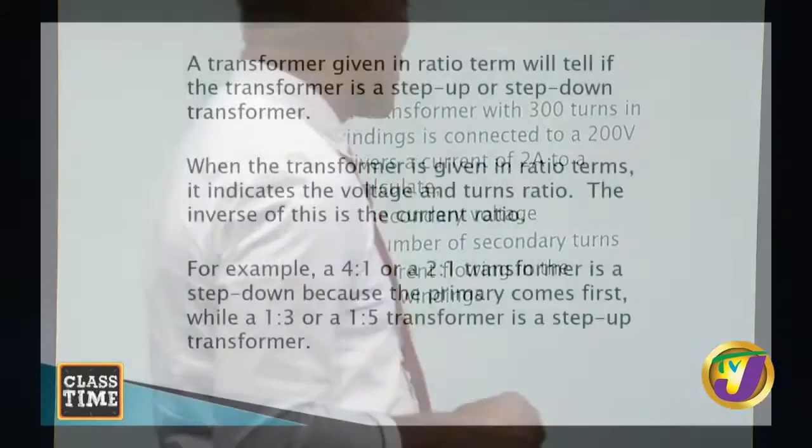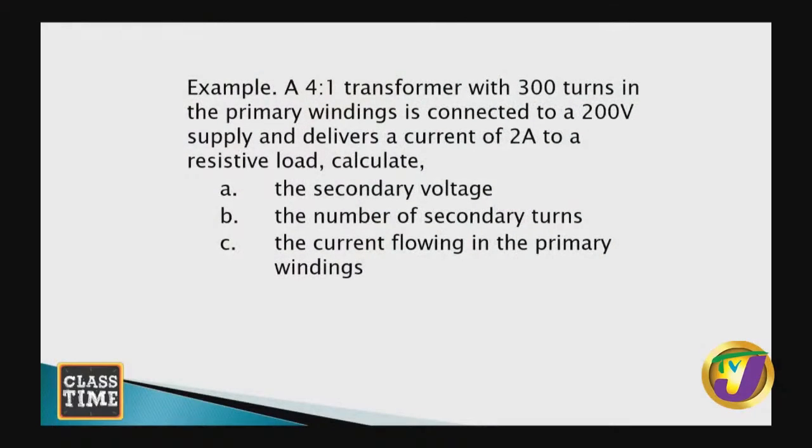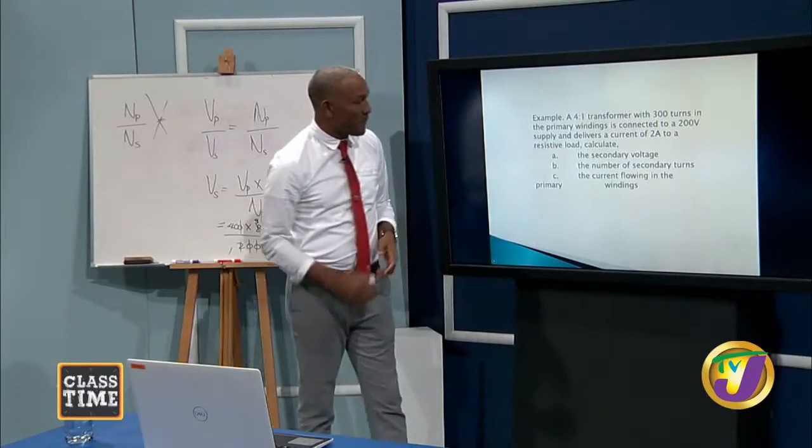Example: a 4-to-1 transformer with 300 turns in the primary windings is connected to 200 volts. Look again, students. Connected to 200 volts. Connected to. What side of the transformer is connected to a supply? The primary. So this is your primary voltage. And it supplies and delivers a current of 2 amp. Delivers means it is giving out a current of 2 amp to a resistive load.